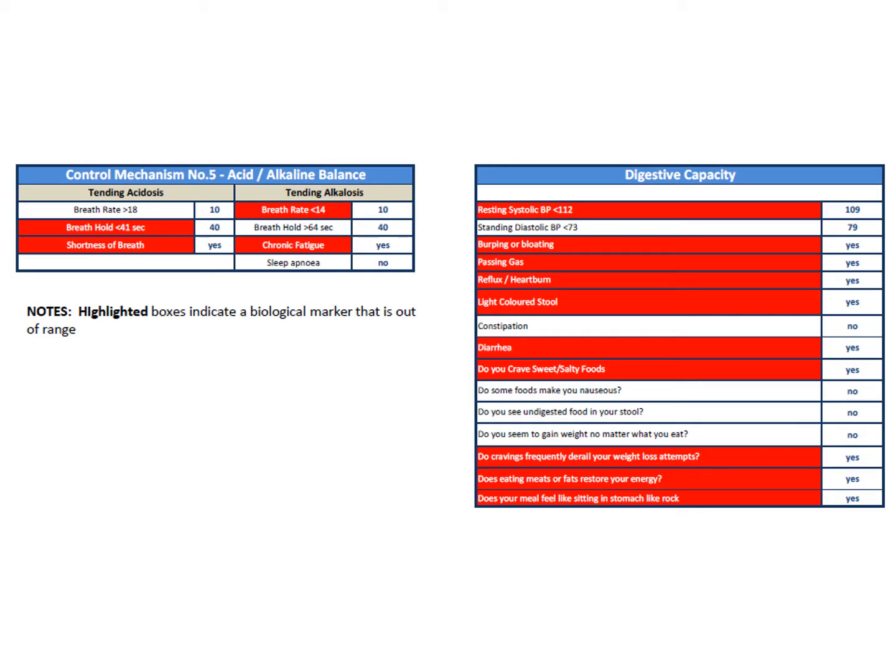So I'm always going to see a lot of red boxes on the digestive capacity side of things, because everything gets back to digestion. If you're passing gas, burping and bloating, you've got reflux, how on earth are you going to get well? It is not going to happen. It's impossible. So you can even see just from this assessment, if we were to start addressing the gallbladder and the bile and getting some fats into this person, things are going to start changing and manifesting the way they should.